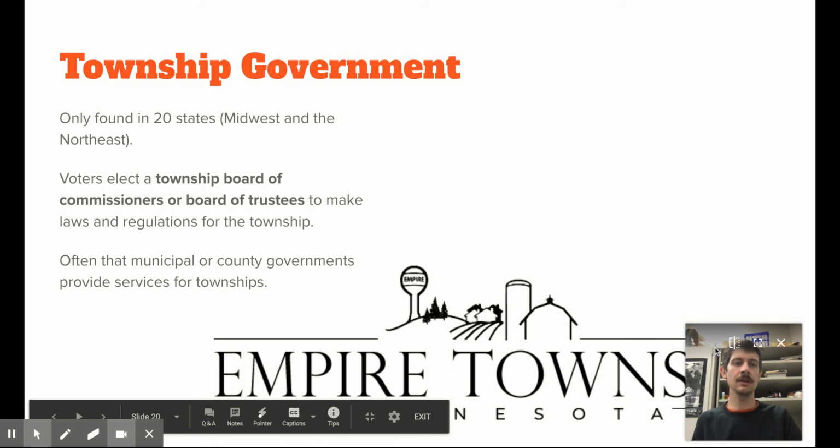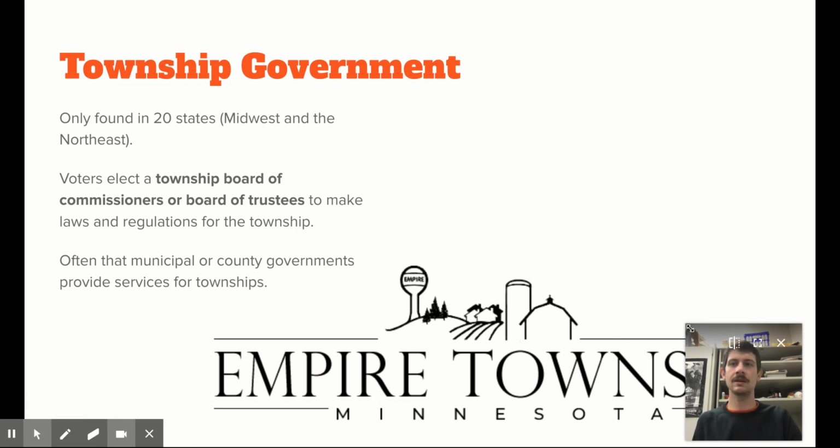At the township level, there are at least 20 states that have townships. Most of them are in the Midwest and Northeast. They're just a step down from a city. Voters elect a board of commissioners or a board of trustees that oversees the township. So if we're talking about Empire, they're going to make the ordinances that oversee the people living in that community.